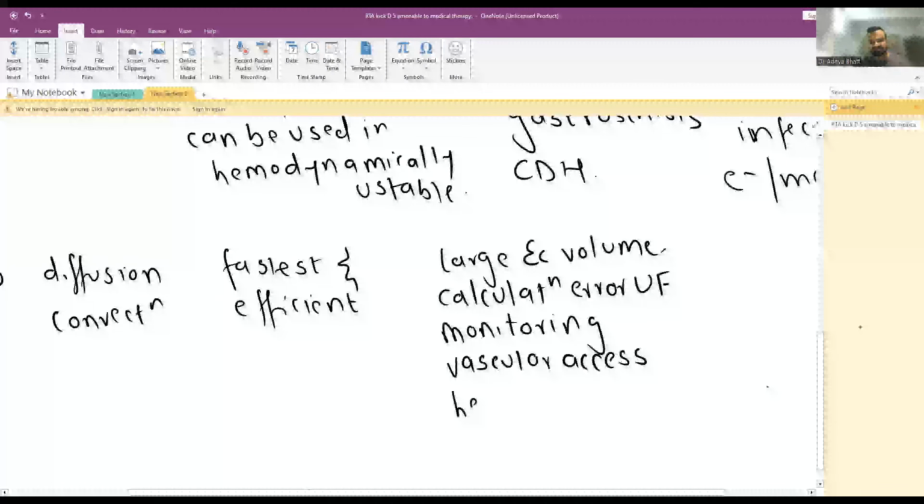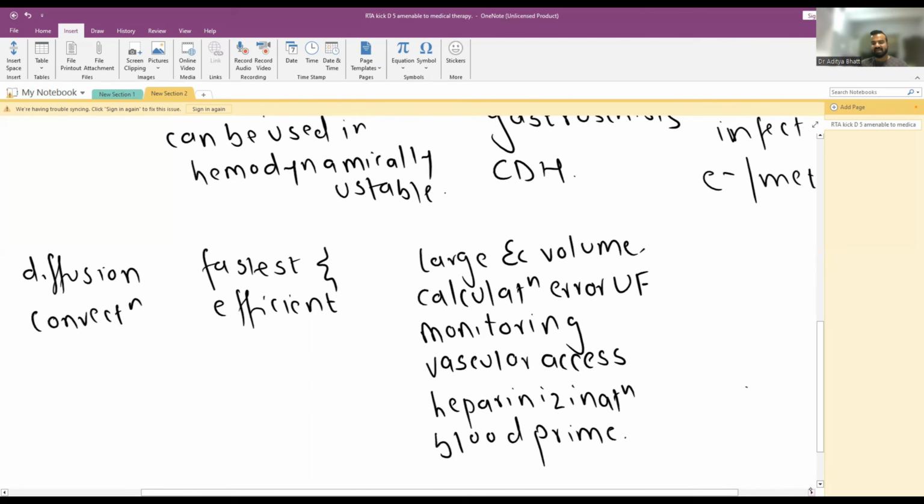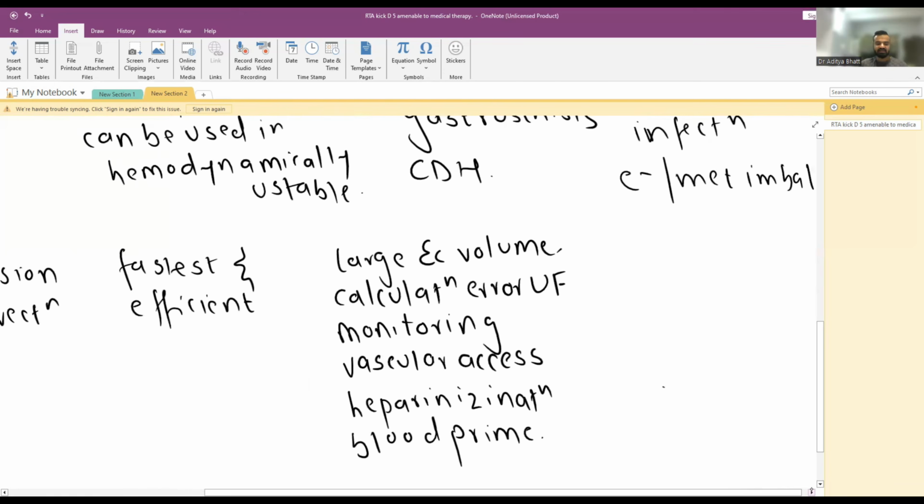Second is heparinization, because you have to give heparin to the patient so that the catheter is not blocked. So, heparinization has its own set of side effects. Okay. And blood prime. What is blood prime? Blood prime means that you have to keep some amount of extra blood in the circuit so that the patient does not go into hypovolemia while the blood is flowing through the circuit. So, blood priming is to be done. That is known as blood prime.